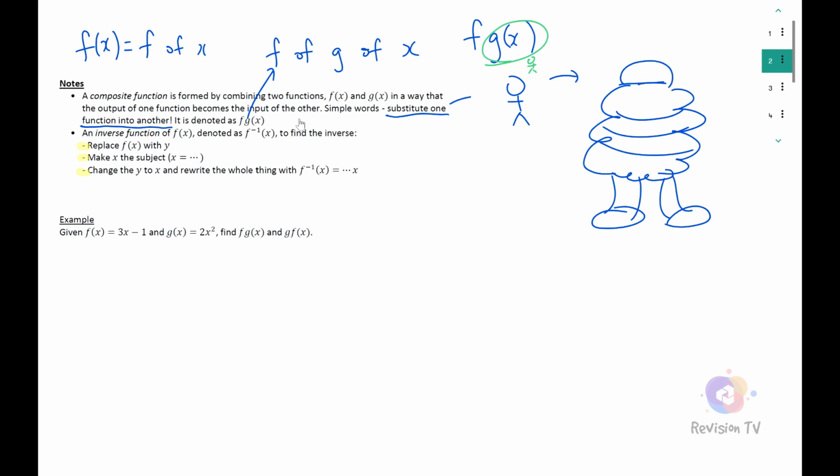First of all, let's look at composite functions. Example number 1. Given f of x equals 3x minus 1 and g of x equals 2x squared, find f of g of x and g of f of x. Let's go through them one by one. Let's go through f of g of x first.